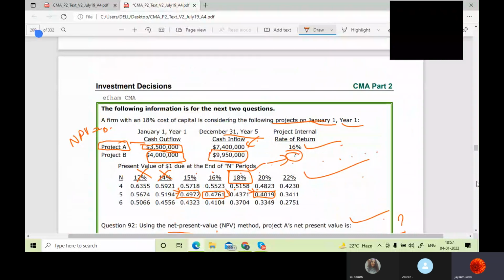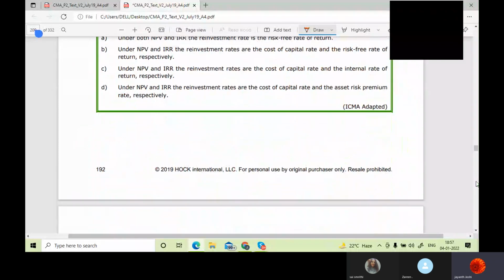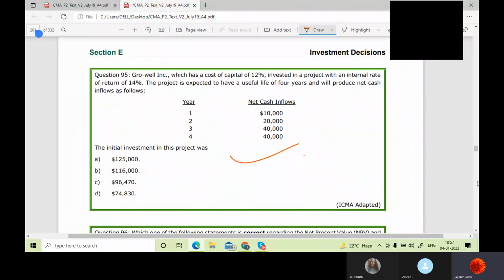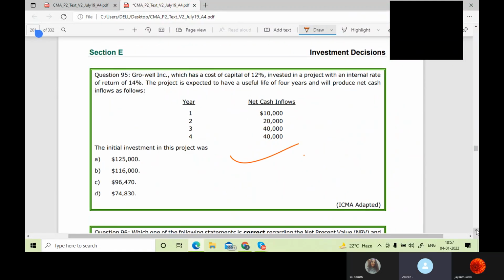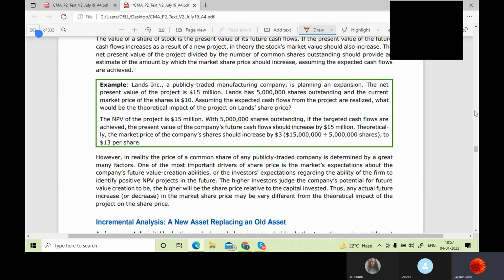92nd question we just did. Okay, this is done. 95th. Can you just do this question? I'm waiting. Last question of the day.